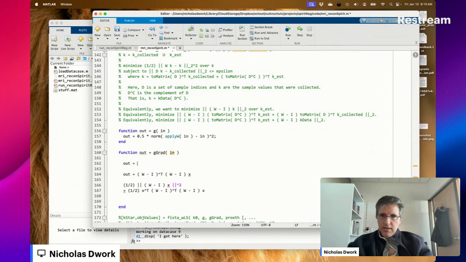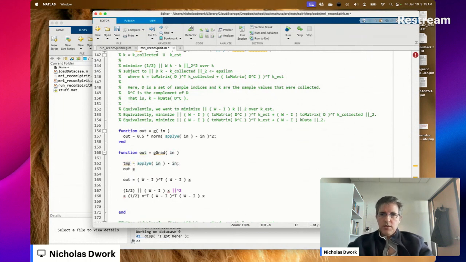And so this is going to be out is equal to, I'll do this part first. Apply W to in minus in. So let's call that temp. And out is equal to apply W to in transpose minus, or to temp, sorry, minus temp.